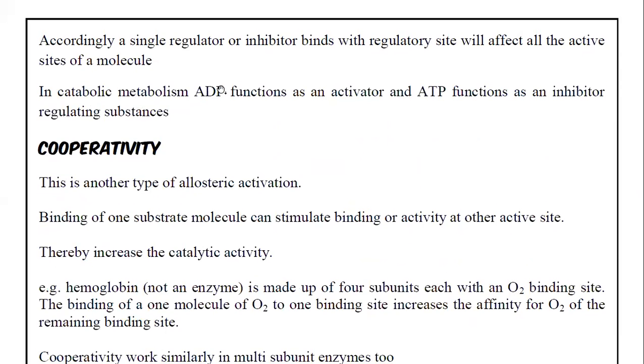Before that one, we will speak about this particular process. In catabolic metabolism, ADP functions as an activator and ATP functions as an inhibitor, a regulating substance. Here, right? Now, we speak about it like this.